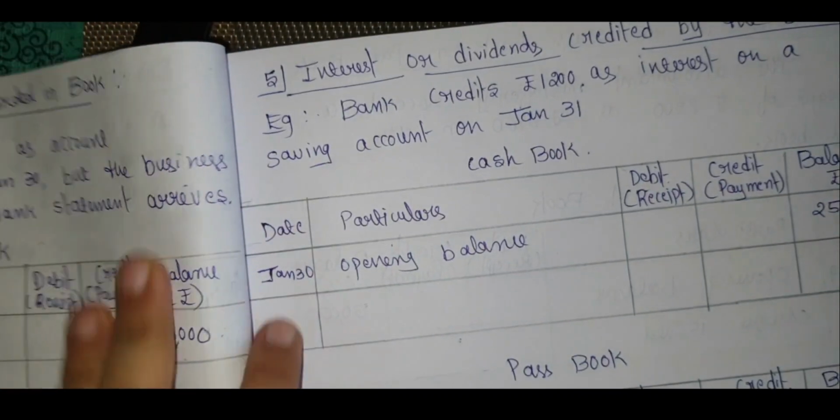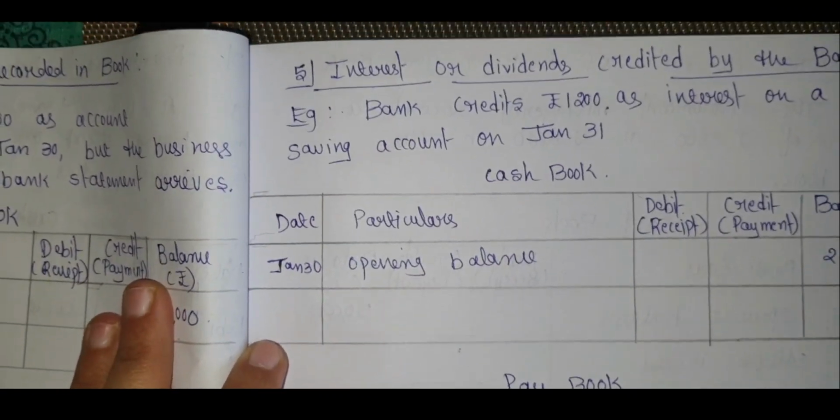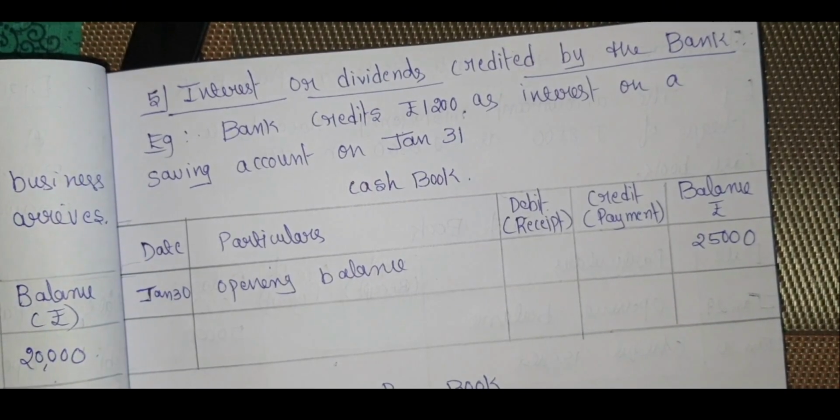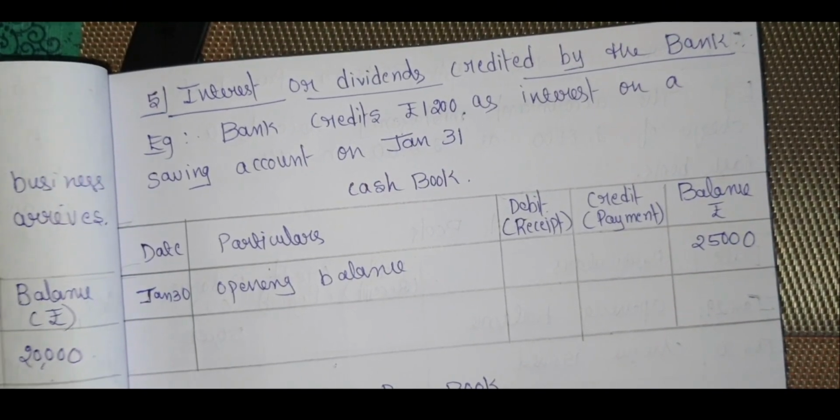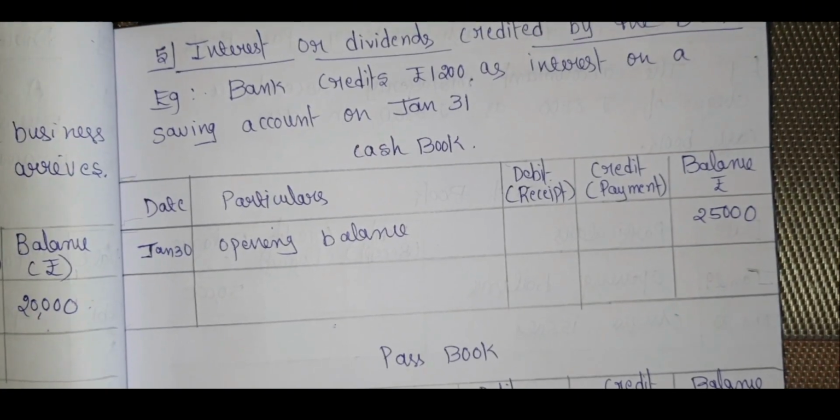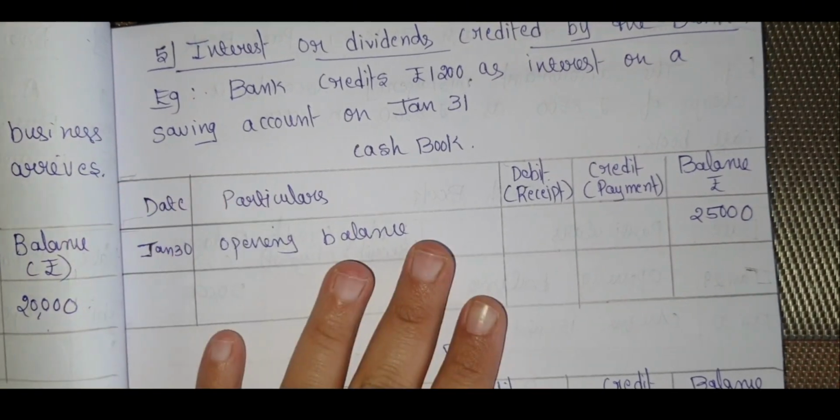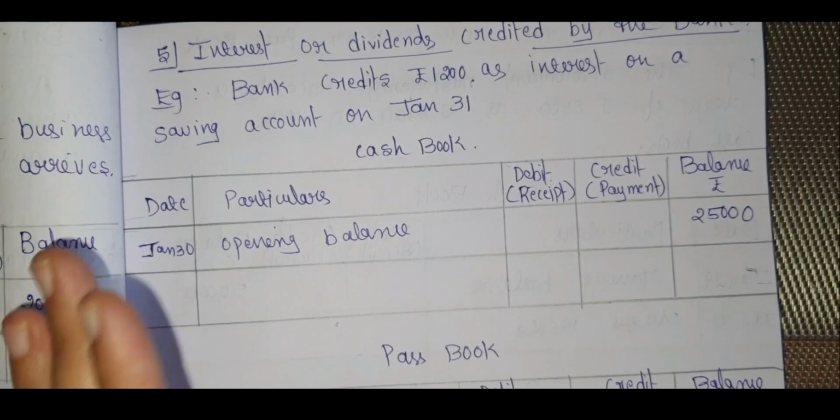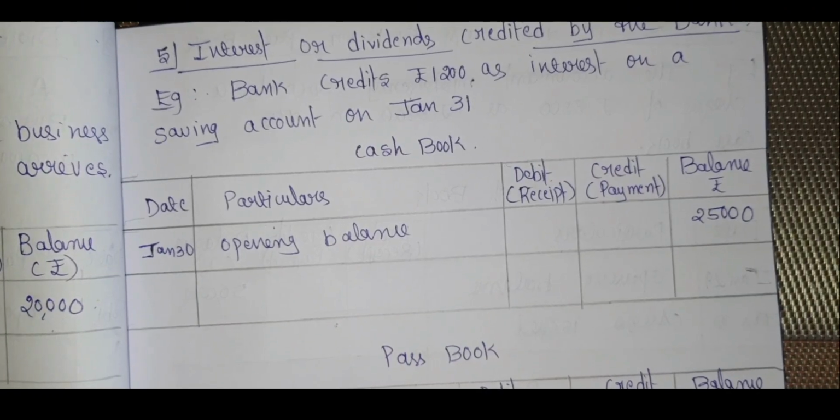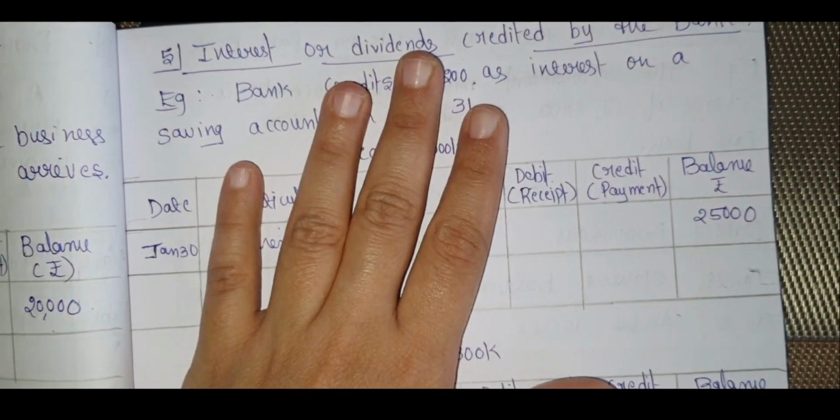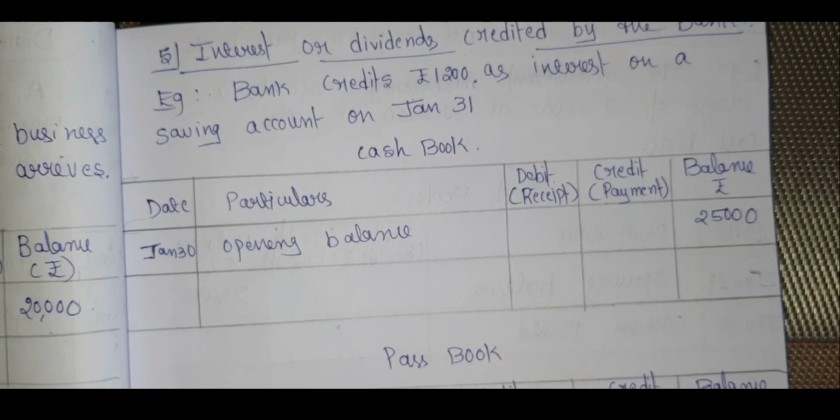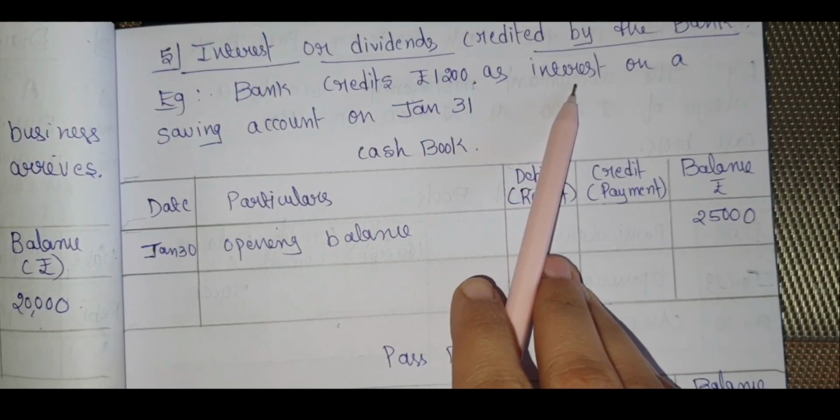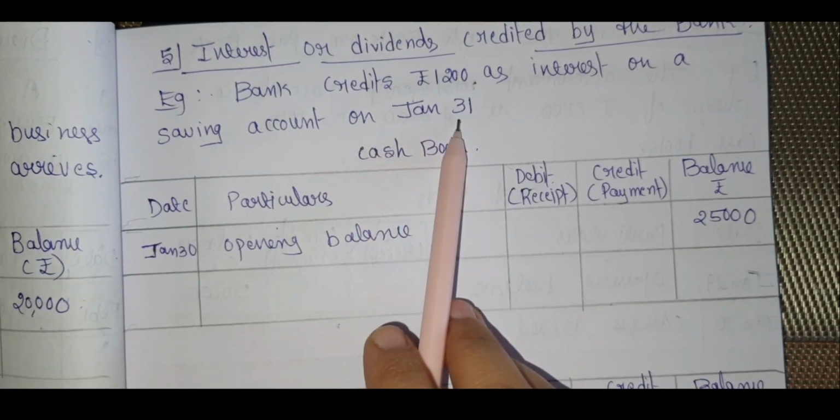Next situation, that is interest or dividends credited by the bank. It means what? Sometimes the bank may credit interest or dividends, but if not recorded in the cash books, it causes a difference. For example, the bank credits rupees 1,200 as interest on a savings account on Jan 31st.